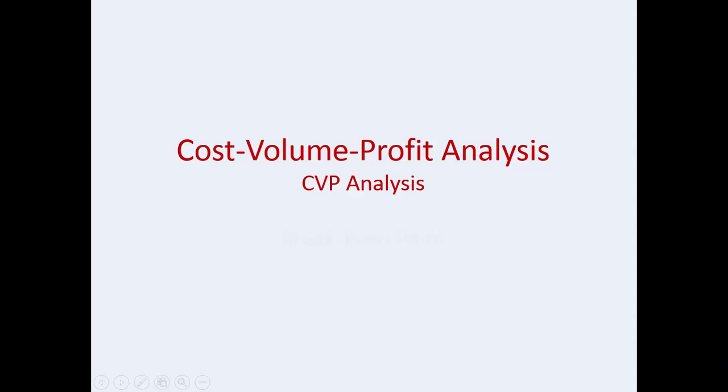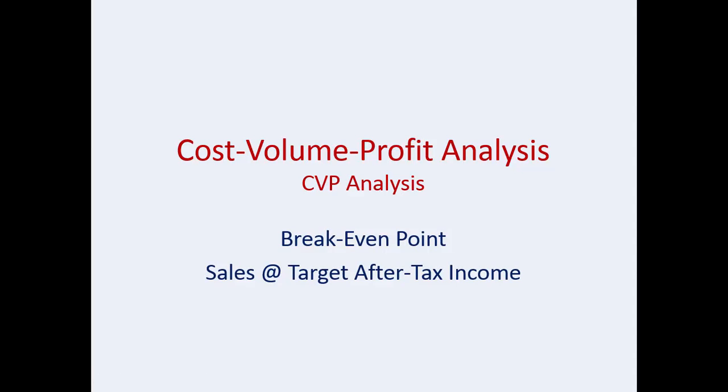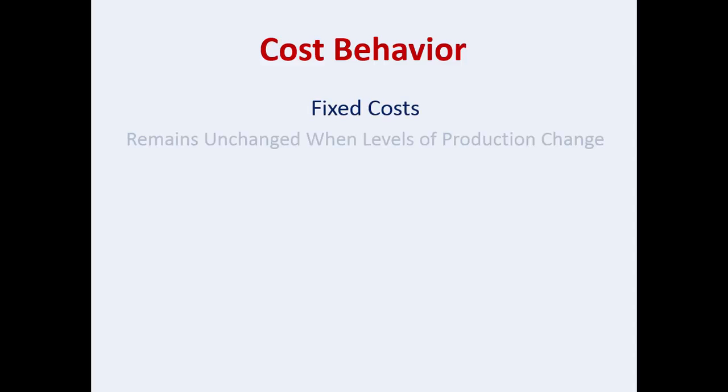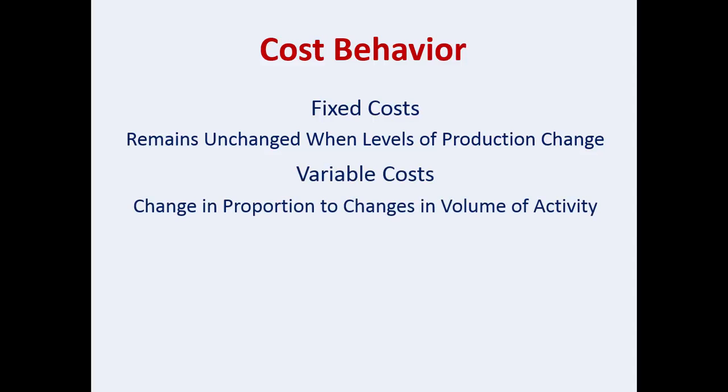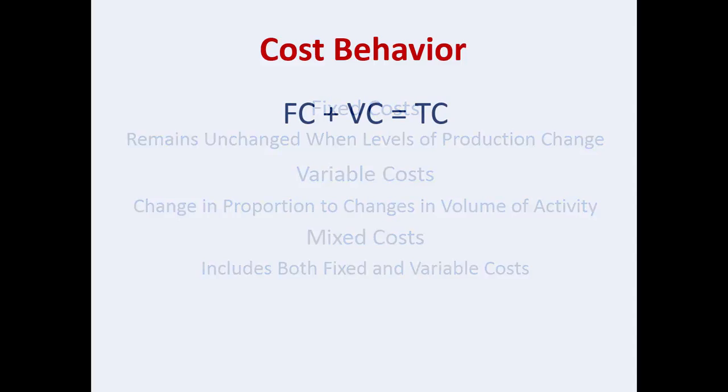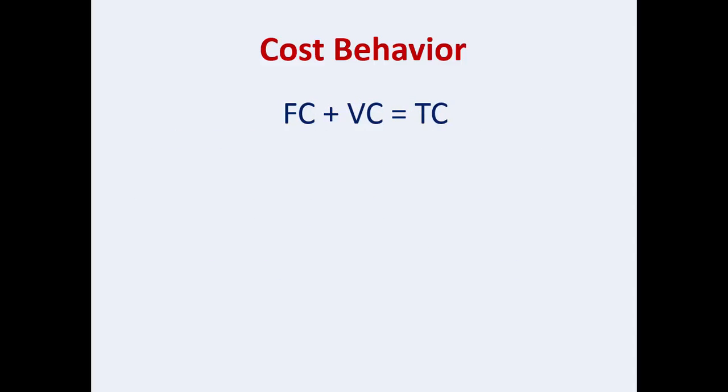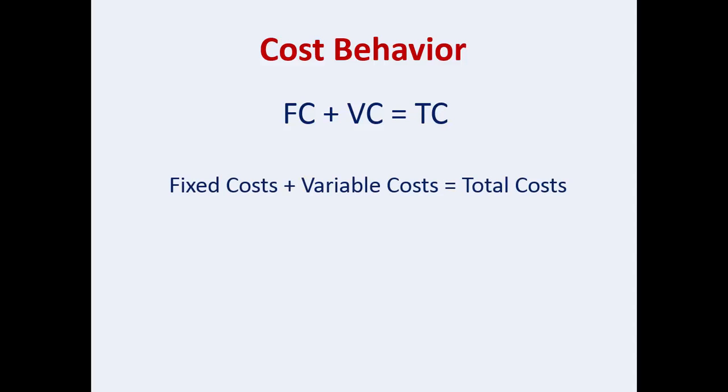Now we'll look at actually how to calculate the break-even point in the sales at target after-tax income. So cost behavior, you have fixed cost. These remain unchanged when levels of production change. Variable cost, these change in proportion to changes in volume of activity. And then you have mixed costs that include a little bit of both. Just remember, fixed plus variable equals total cost.